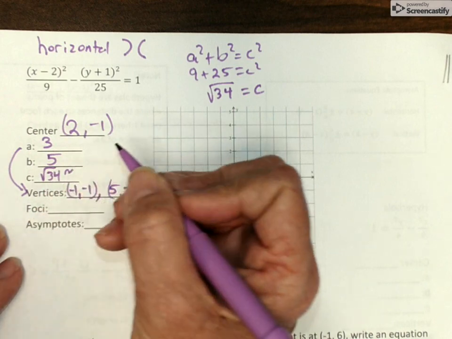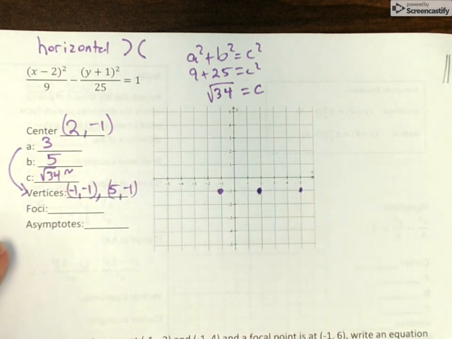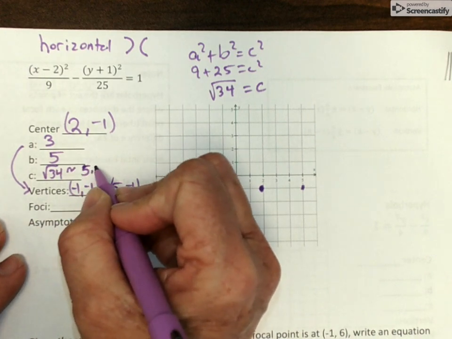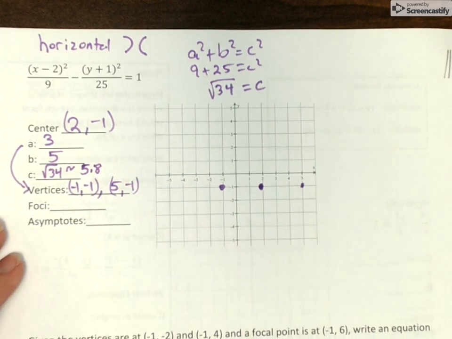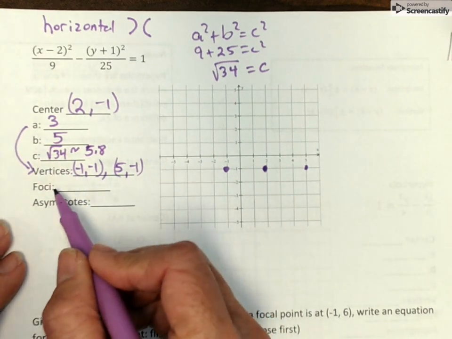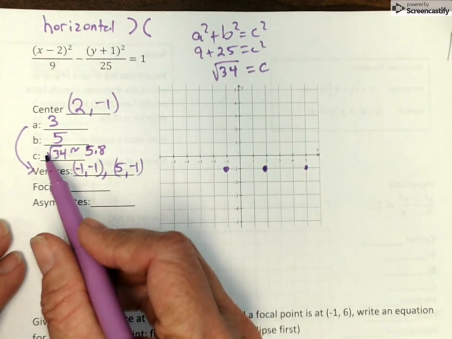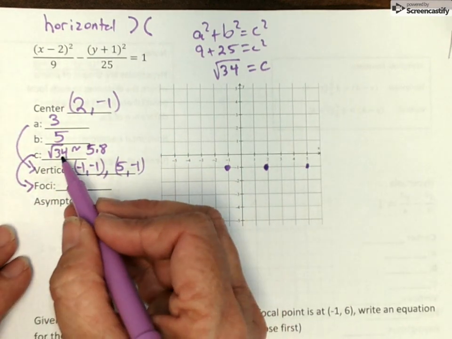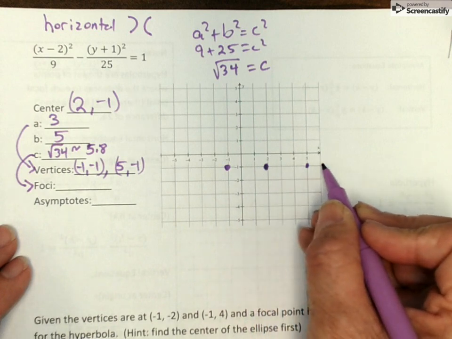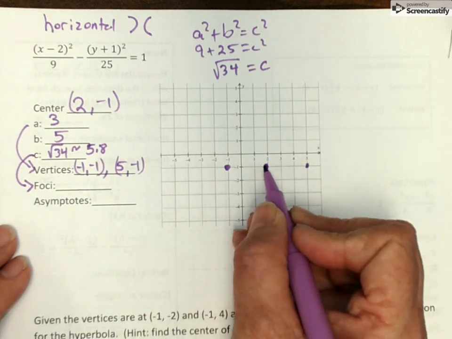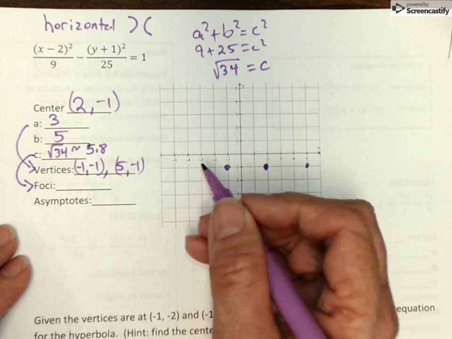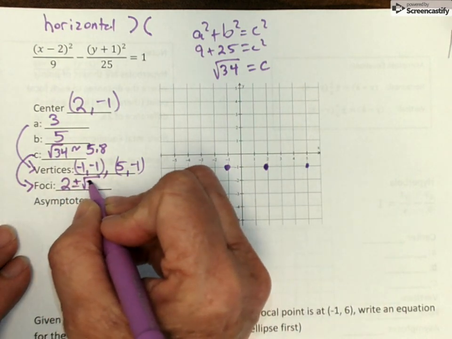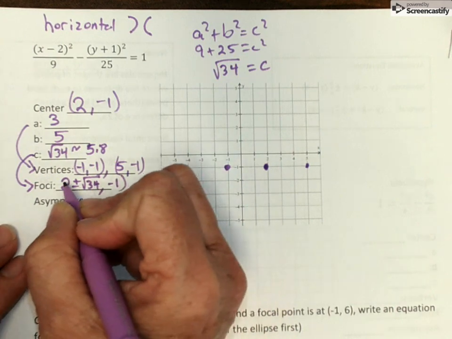And again, for graphing sake, I'm going to put the approximate value. Approximate value of square root of 34 is 5.8. And to find where the foci are, I need to use my c value. So c is square root of 34, so that means I need to go plus square root of 34 to the right and then minus square root of 34 to the left. So this is going to be at 2 plus or minus square root of 34, comma, negative 1.